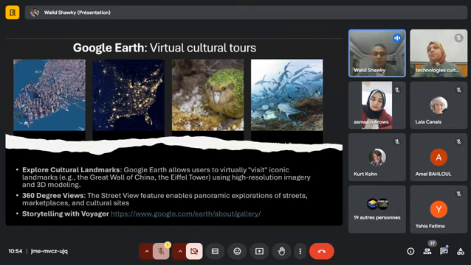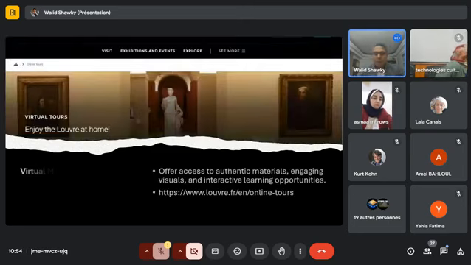By the way, students can also see 360-degree views of the street. So they can see everything. They can see the people walking, they can see the streets, the signs, and everything. They can actually feel as if they are on a trip to this cultural place. So this is a very interesting tool that our students can use. The next one is the virtual museum.